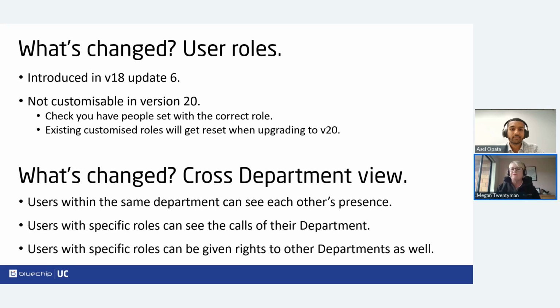We've got a cross-department view, so users within the same department can see each other's presence, and you can decide whether they can see other departments or not. You know, some users have specific roles and they can be given rights to other departments to do things as well.